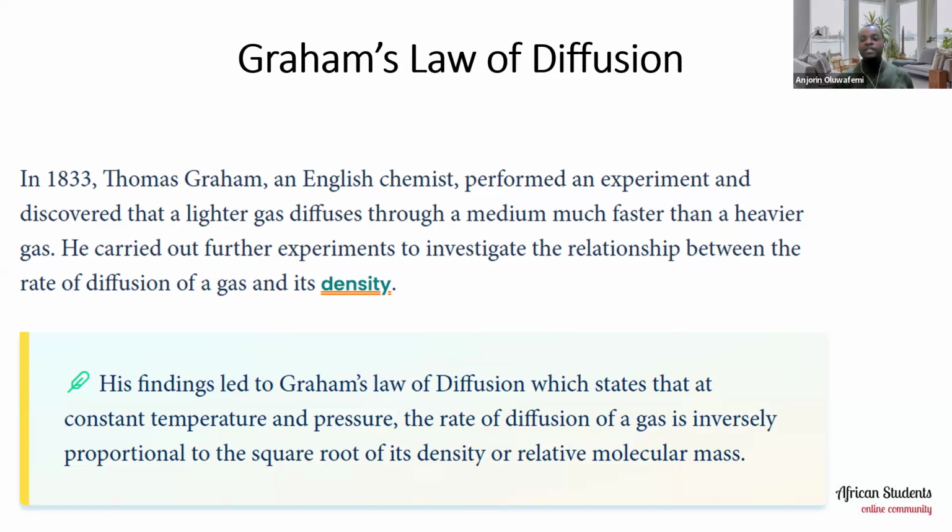And his findings led to Graham's law of diffusion, which states that at constant temperature and pressure, the rate of diffusion of a gas is inversely proportional to the square root of its density or relative molecular mass. So please, let's take note of that. Graham's law of diffusion states that at constant temperature and pressure, the rate of diffusion of a gas is inversely proportional to the square root of its density or relative molecular mass. Okay, so that's Graham's law of diffusion.